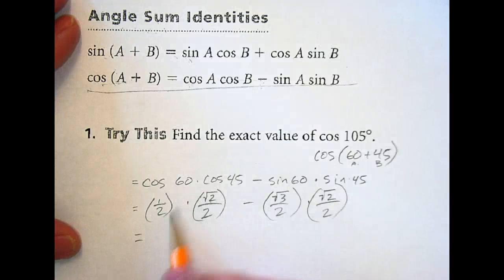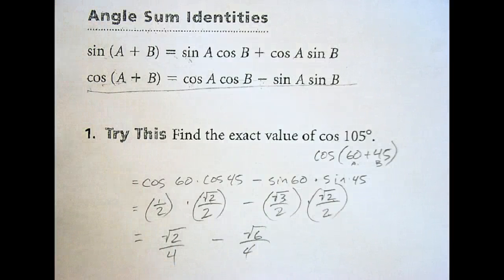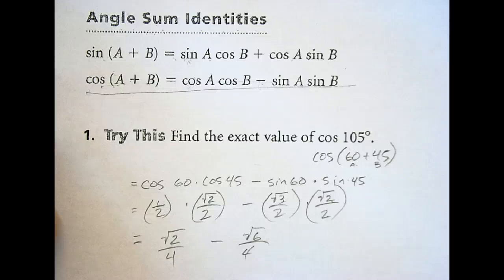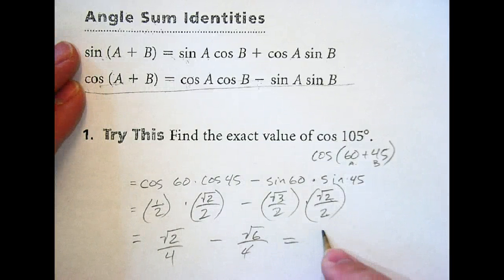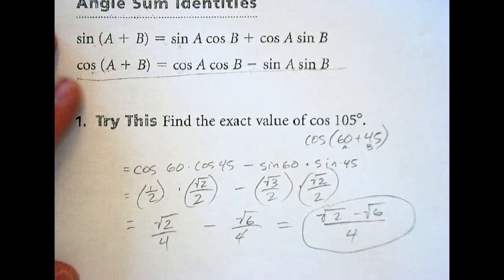It's 1 times root 2 is root 2 over 4 minus root 6 over 4. Can I combine my roots? Is root 2 minus root 6 negative root 4? No, you can't. Remember, roots are like variables. If they're not the same, you cannot add or subtract them. You can simplify them if you can, but there's not a perfect square that goes into either of those. So we could just rewrite it as root 2 minus root 6 all over 4, since they have a common denominator. That's the way we generally write that.